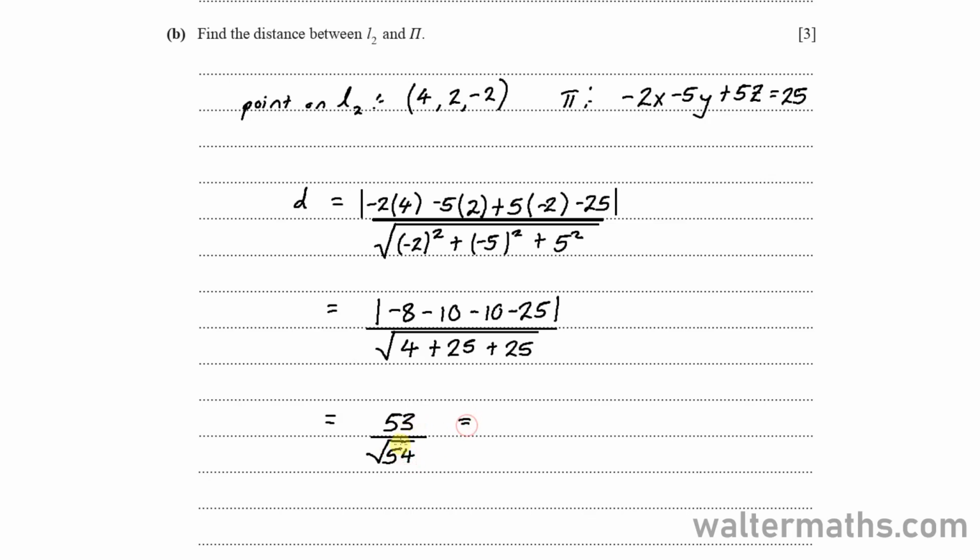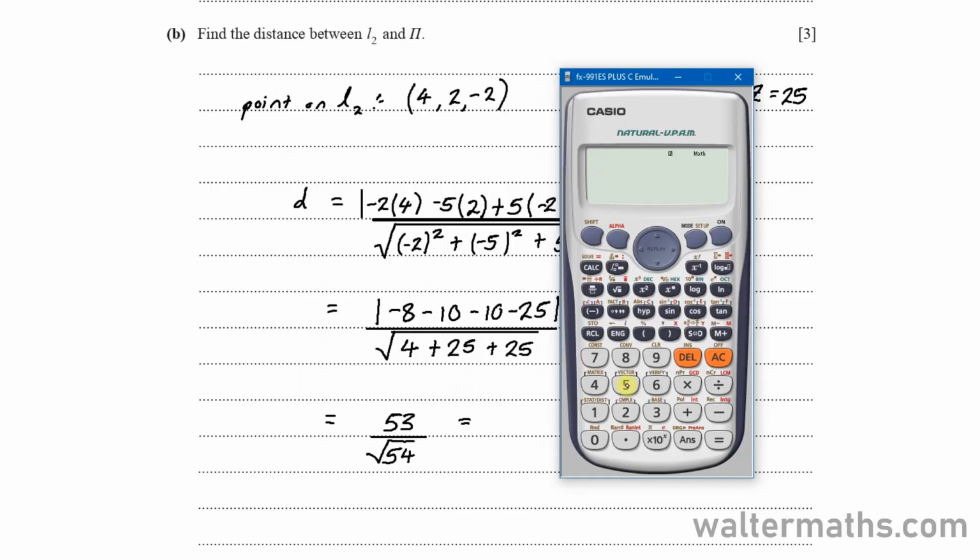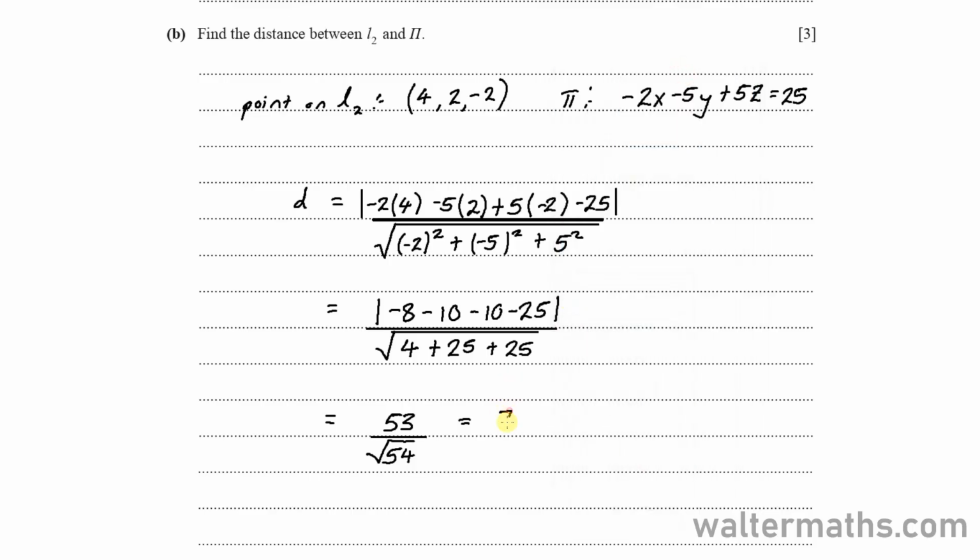Now 53 divided by root 54 is 7.2123 to 3 significant figures. So the answer comes out as 7.21. So that's how we do it for part B. Let's go on to part C.